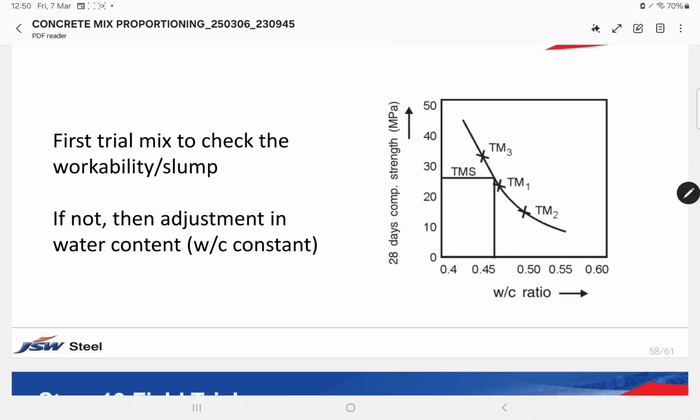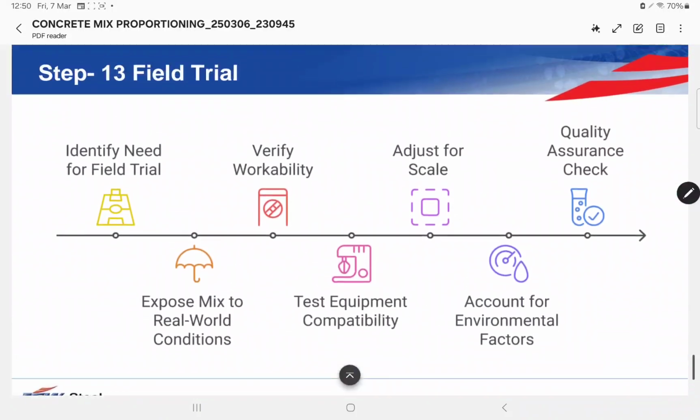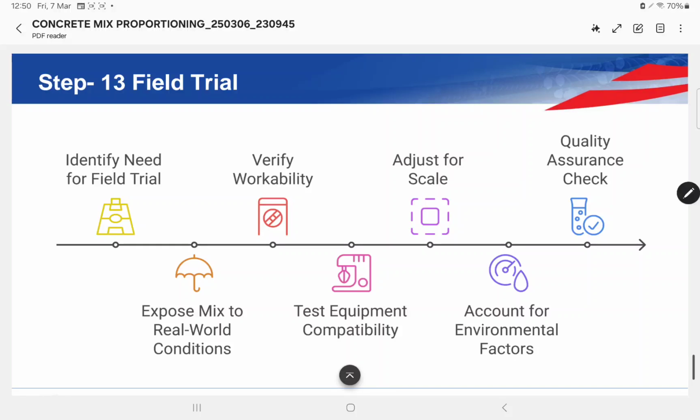This will be very helpful in a situation where you find that your concrete is failing. In that case, you can directly refer to this chart and take some immediate steps to carry on the work without stopping the work. So this is very important. Now your lab trial part is over. Then comes the field trial.